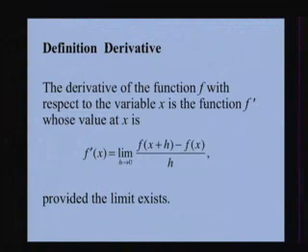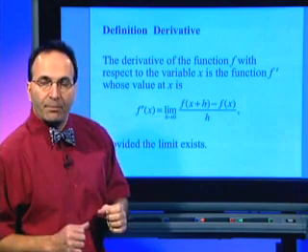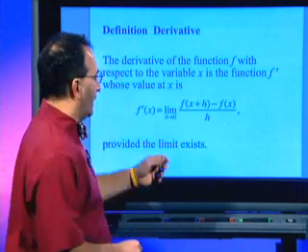The derivative of a function f with respect to the variable x is the function f prime, whose value at x is f prime of x equals the limit as h goes to 0 of the quantity f of x plus h minus f of x all over h, provided that the limit exists. Let's do an example where we apply this formula.